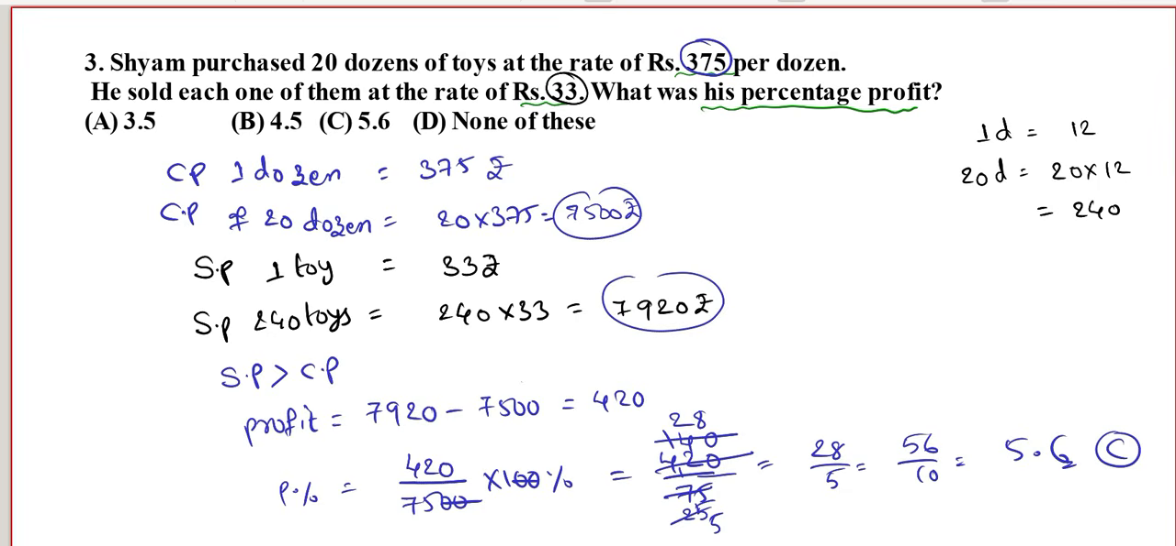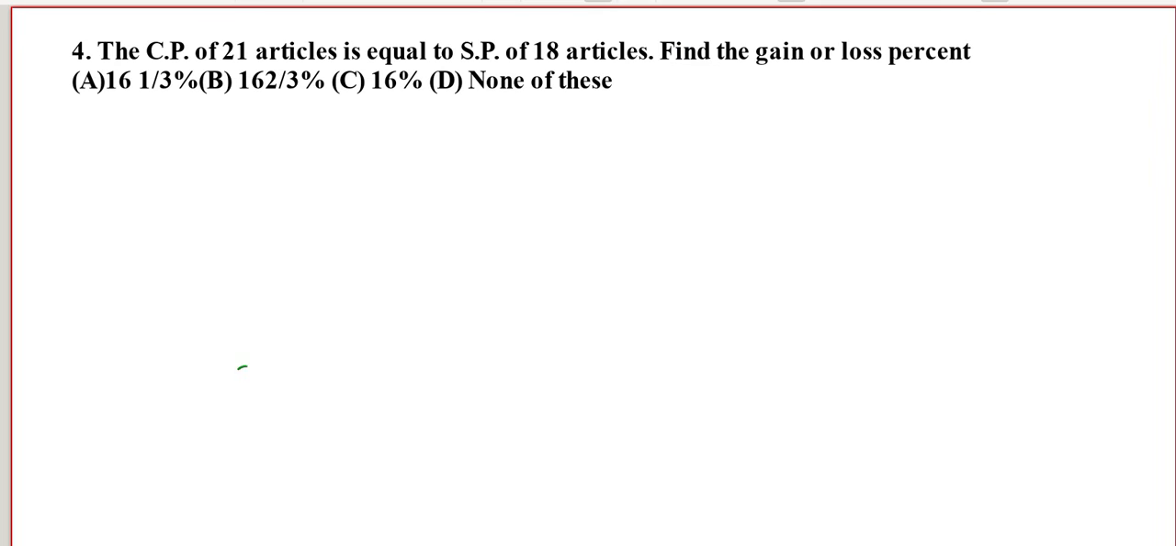Now let us see this next question. If the cost price of 21 articles is equal to the selling price of 18 articles, then find the gain or loss percentage. What have we been given? The cost price of 21 articles, I can write as 21 into the cost price of one article, is equal to 18 into the selling price of one article.